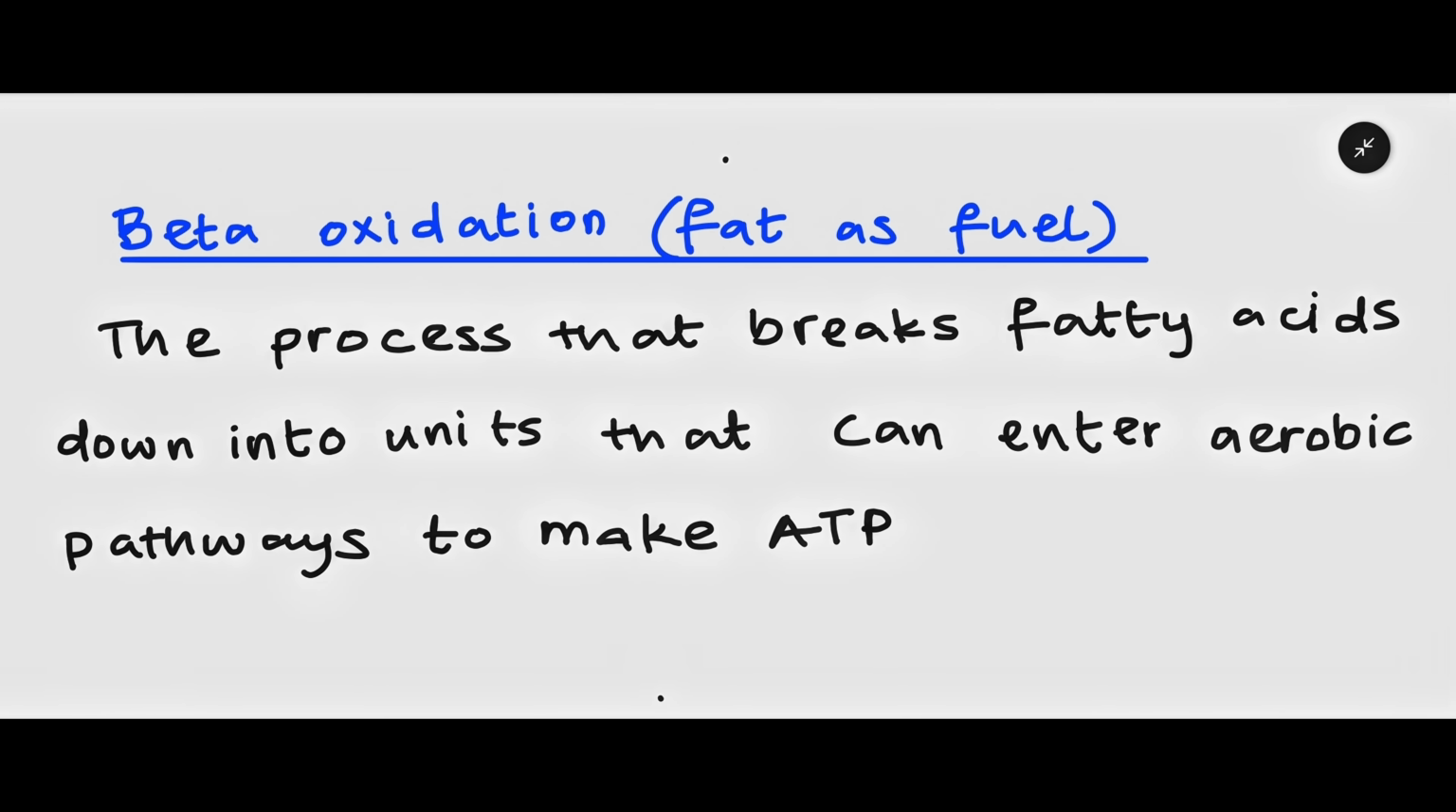Beta oxidation is how the body breaks down fat for energy. This becomes especially important at lower intensities and over longer durations.